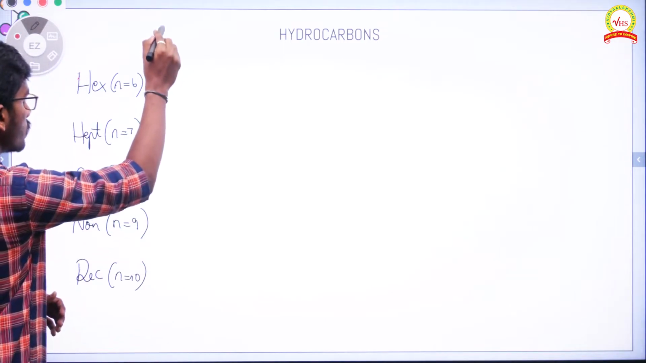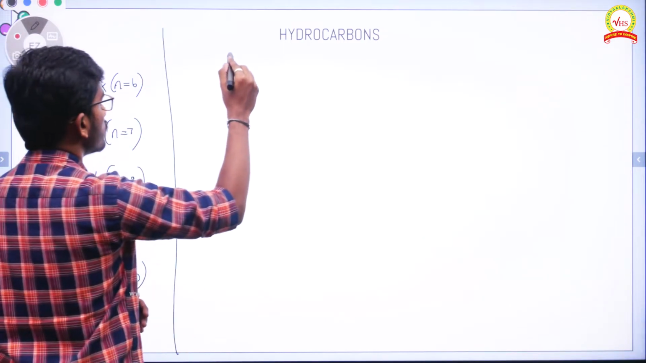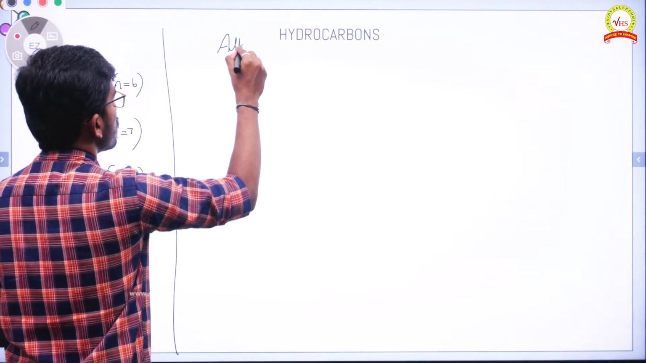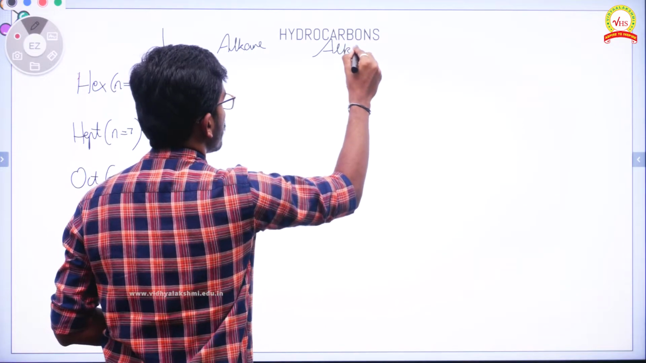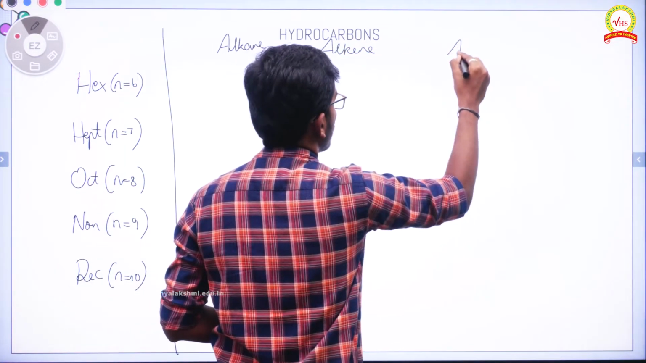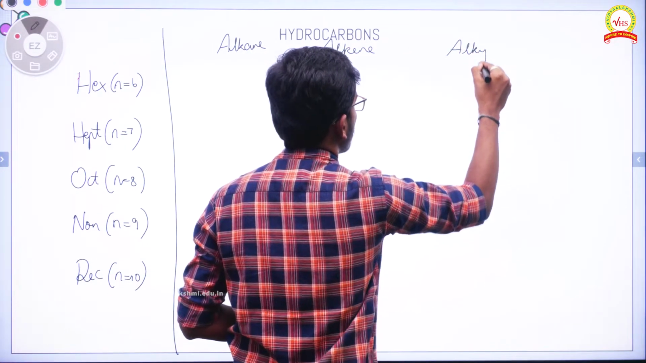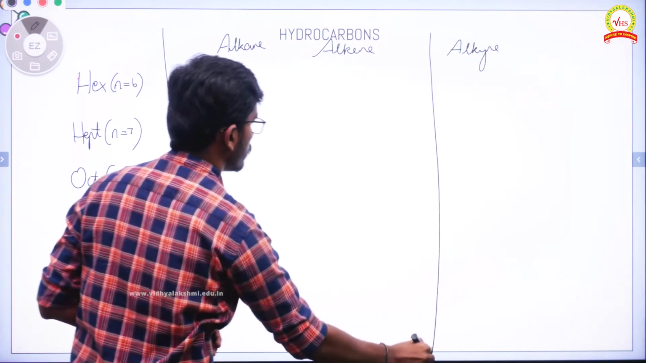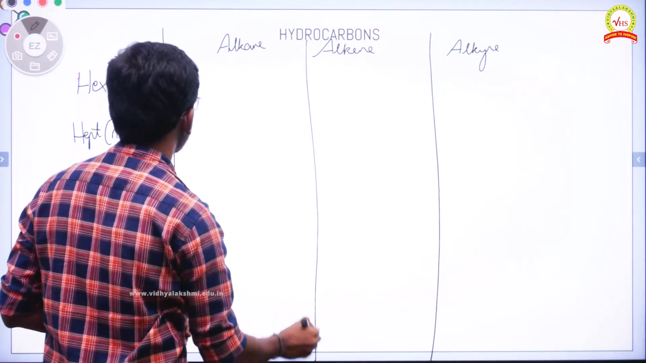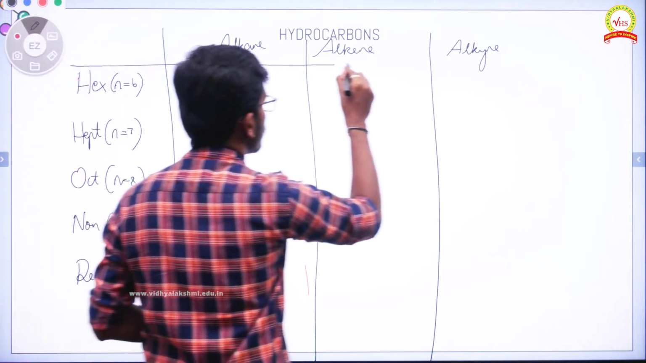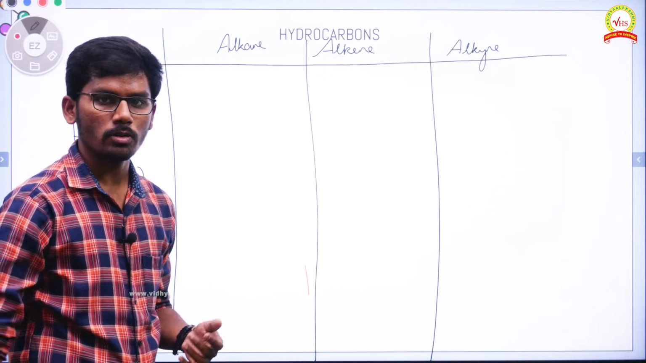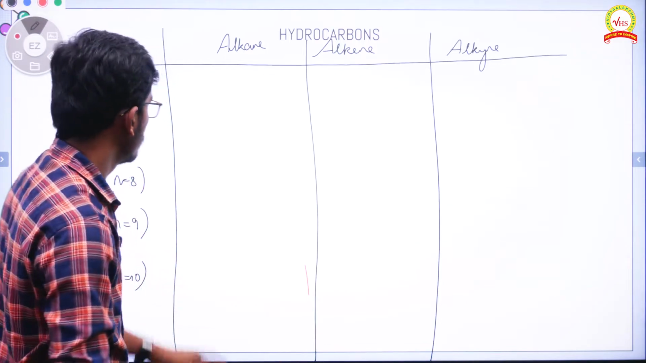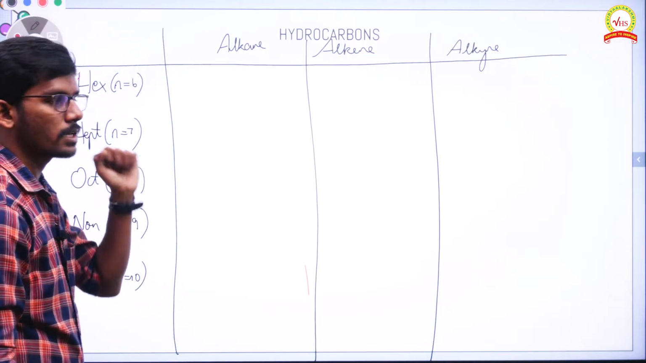Okay, so for this we are going to see it in alkane, alkene and alkyne. After discussing all the compounds, formula and name, we are going to focus on the electron dot structure of all these compounds. Okay, so let us move on to the hex in the alkane series.